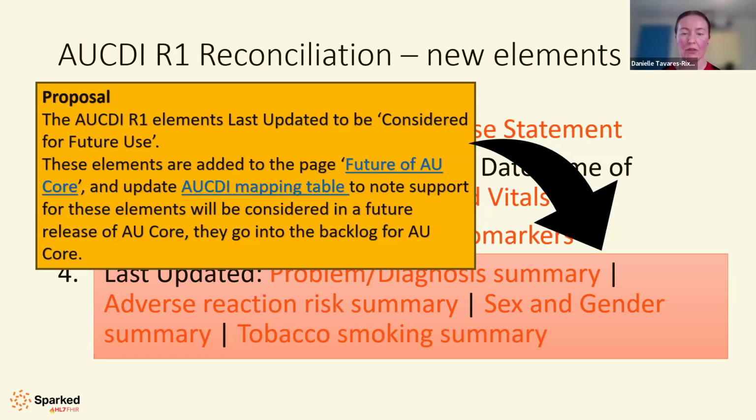And we have 29 in affirmative for 78%, 0 negative, and 8 votes for abstain. So that motion has passed. Thank you very much to everyone. That ends AU Core R1, our AUCDI reconciliation.